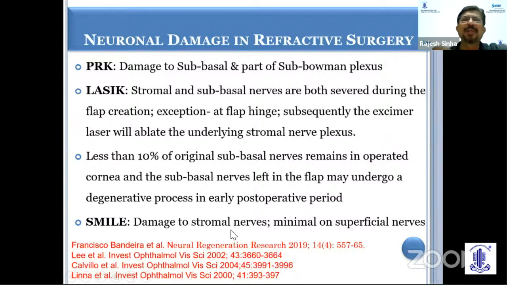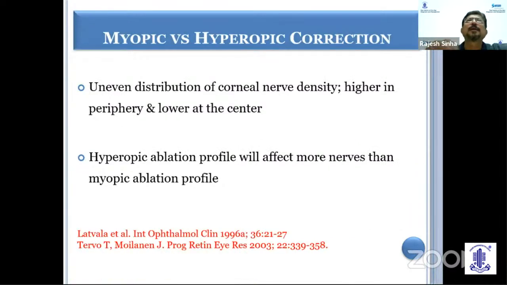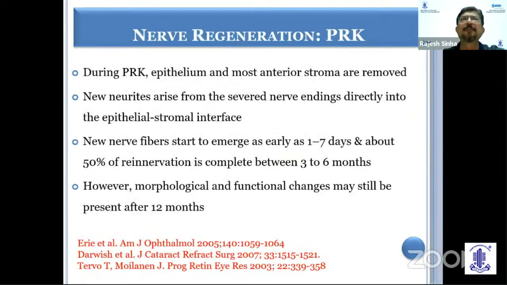And in SMILE, the stromal nerves are damaged and the superficial plexus is very minimally affected, except in the area where you create a small pocket through which you extract the SMILE lenticule. It has also been seen that the plexus is more dense in the peripheral part of the cornea in comparison to the central part. So studies have shown that hyperopic correction causes more nerve damage than the myopic ablation profile.